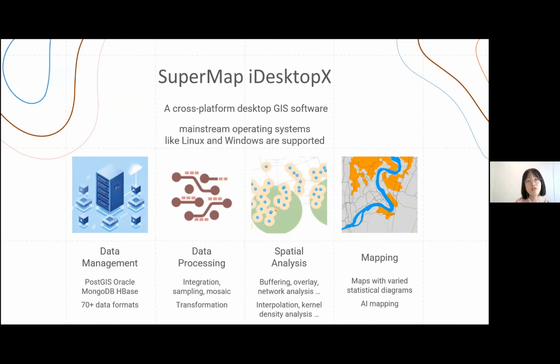And as a desktop GIS software, Supermap iDesktopX works really perfectly as it can achieve all the necessary functions, including data management, data processing, spatial analysis, and mapping. Spatial data of varied formats can be imported into Supermap iDesktopX for integrated management. And when we're dealing with large amounts of data, it is also able to connect to mainstream databases like PostGIS, MongoDB, and HBase. And data from multiple sources can be integrated and analyzed with our well-designed tools. And thus, we can extract the information and patterns hidden inside the data.